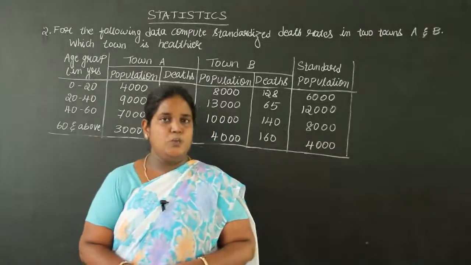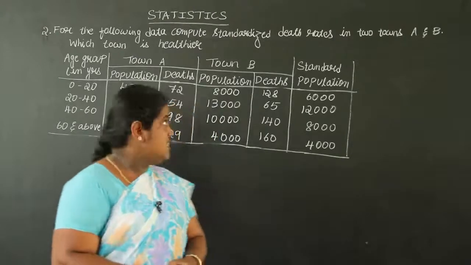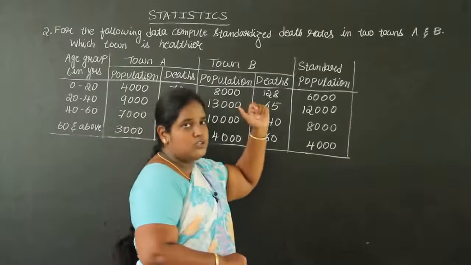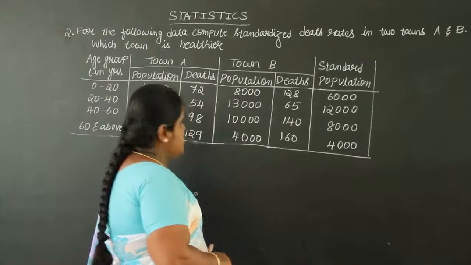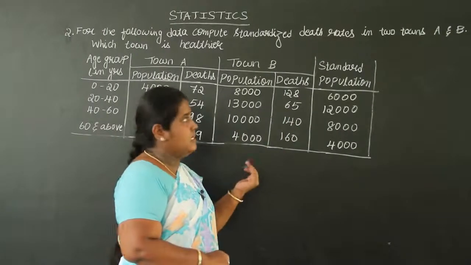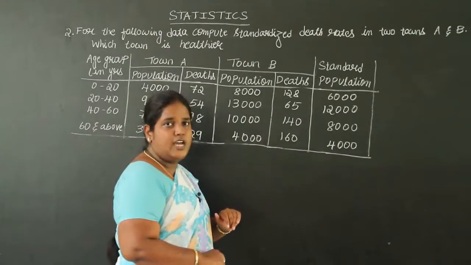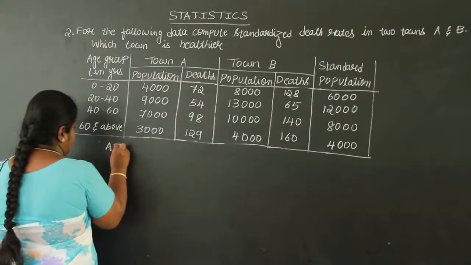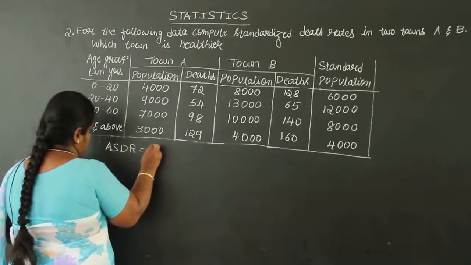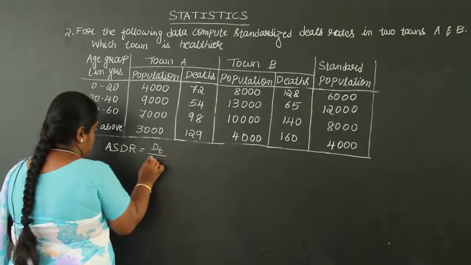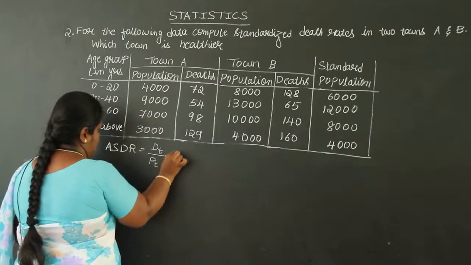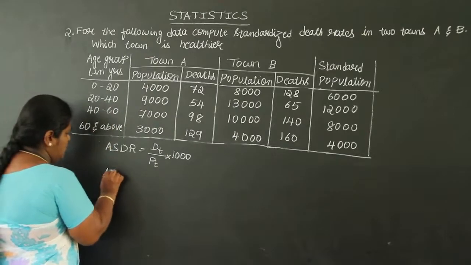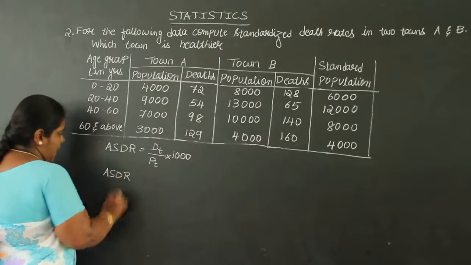Okay, now we are starting with the next problem on the standardized death rate. So it is for the following data, compute standardized death rate in two towns A and B. Which town is healthier? So first we'll be calculating the standardized death rate. Based on that, we'll give the comment. So what is the first step? We have to write the formula of ASDR. So it is DT divided by PT into 1000. Then one step calculation for both town A and town B.